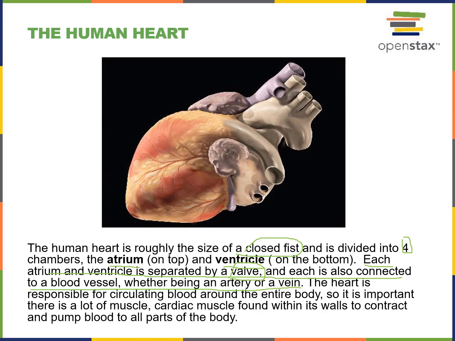The heart is responsible for circulating blood around the entire body, so it is important. There is a lot of muscle, and the type of muscle that's found in the heart is cardiac muscle. So not skeletal, not smooth, but cardiac. And the walls of the heart, there's an outer layer, but the major part of the structural component of the heart is actually muscle, which is what allows it to contract and pump blood with such force that the blood will flow all around the body.